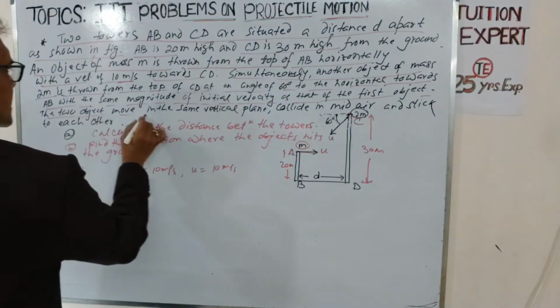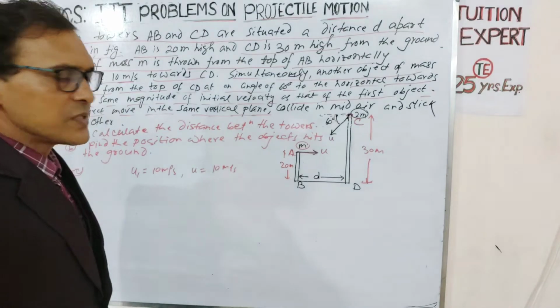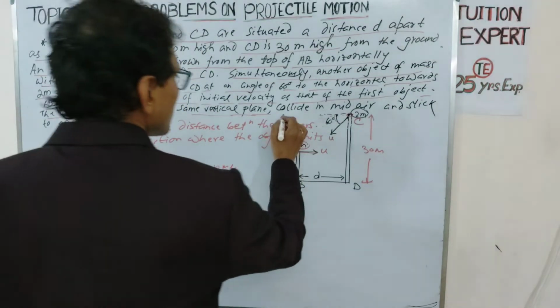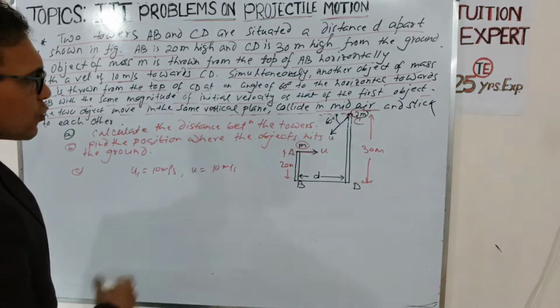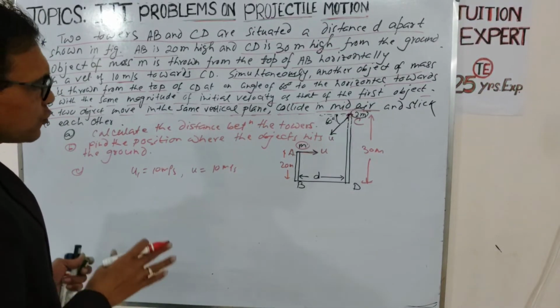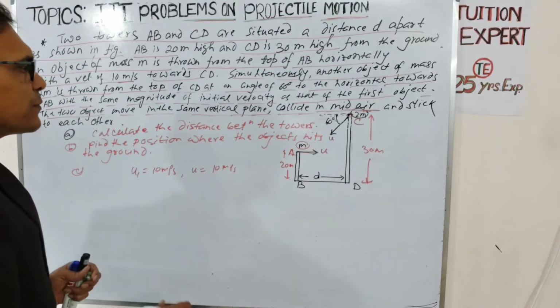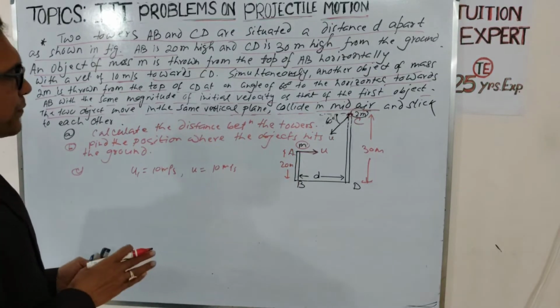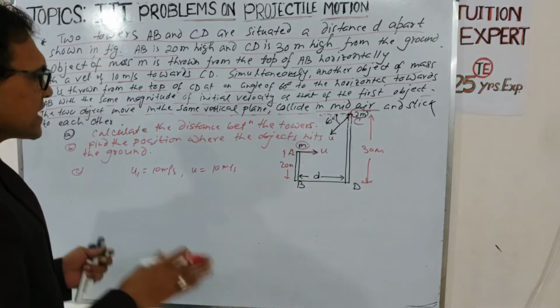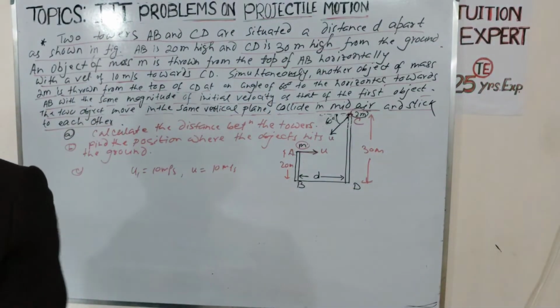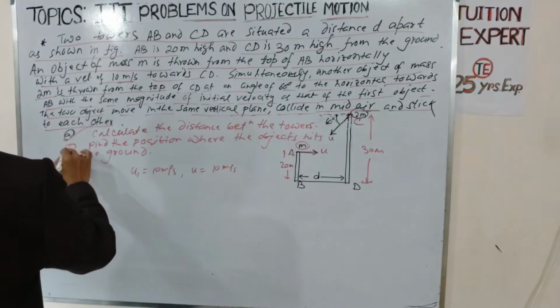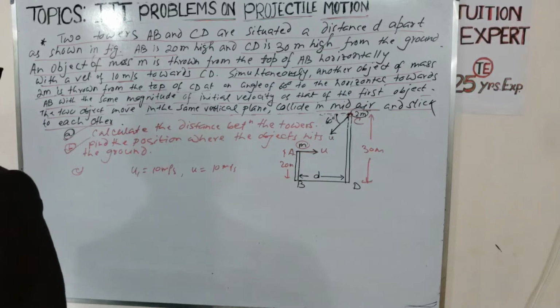The two objects move in the same vertical plane, so that they collide in mid-air. The two particles must move along the same vertical plane. If the vertical plane were not the same, then they could not collide and stick to each other. Calculate the distance between the towers and find the position where the object hits the ground.